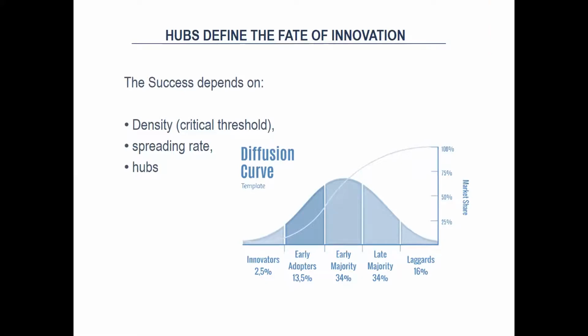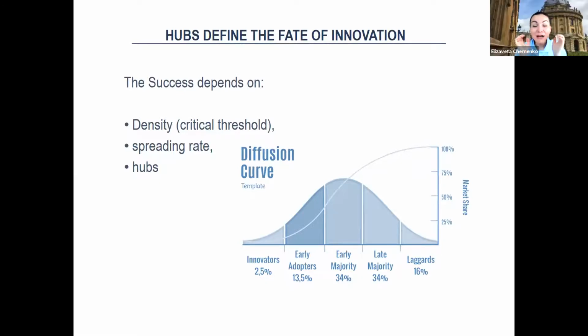Okay. So hubs are very important for innovation. You might know there is a diffusion of innovation theory, which explains that people are just different and they have different tendencies to adopt innovation. The first to react are innovators. They are very eager to try something new, but their proportion in the population is very small. Then come early adopters.